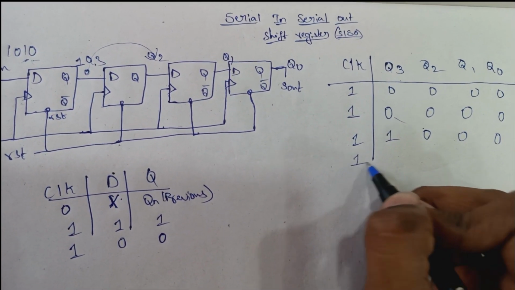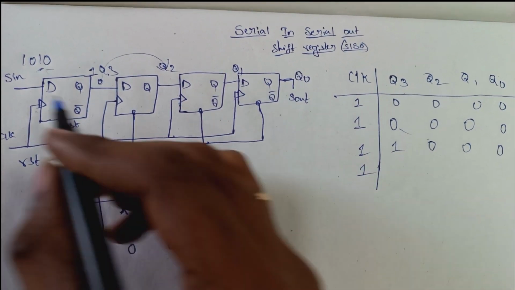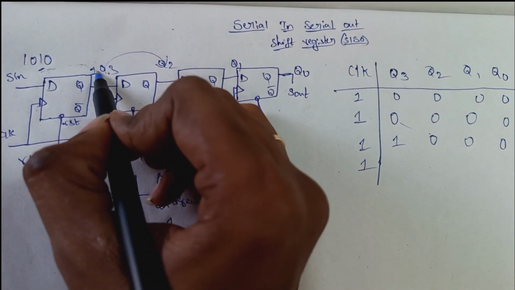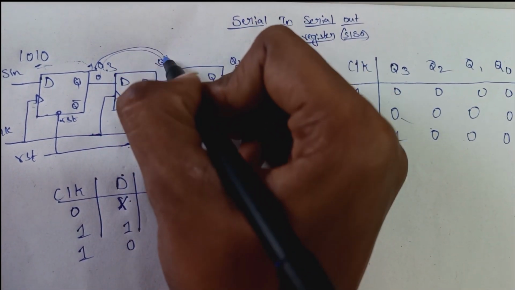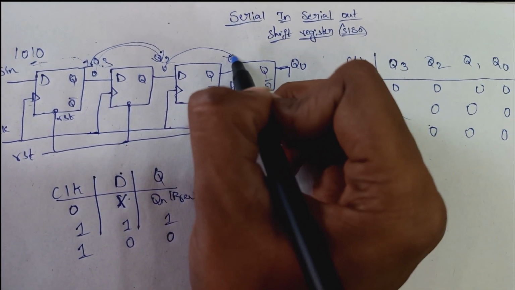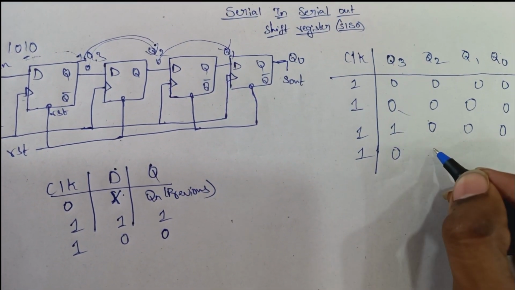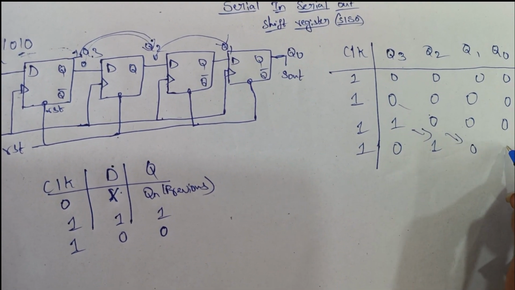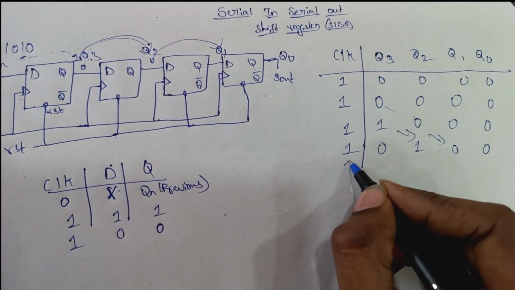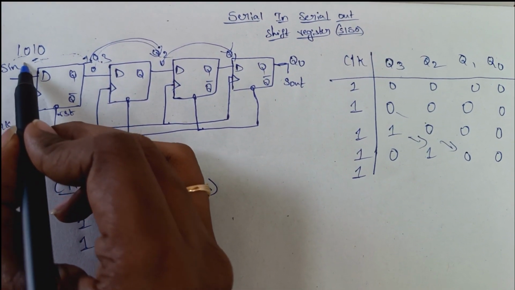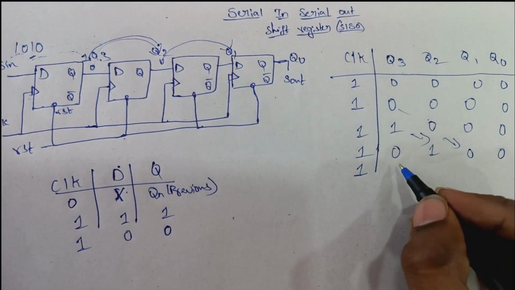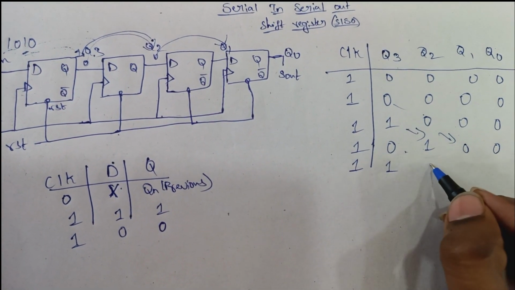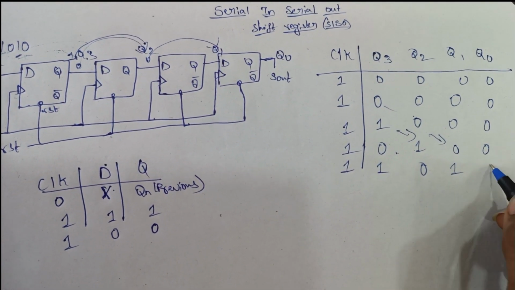And next for the high clock cycle, that means the positive edge, the 0 will come to Q3, this one will come to Q2, and the 0 will be moved to Q1. So 0 1 and next 0 and next 0. And finally another one will now come to Q3. So 1, here 0, here 1, here 0.